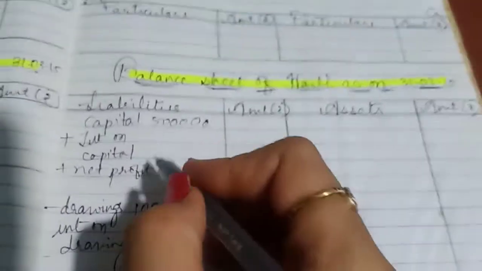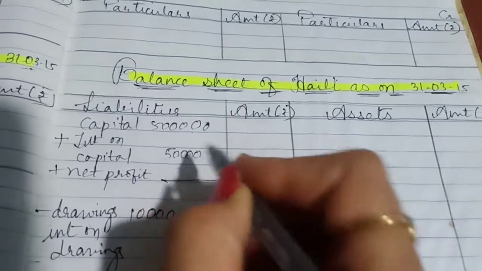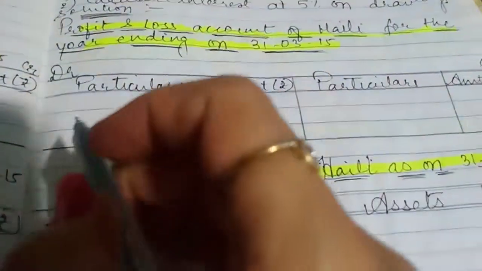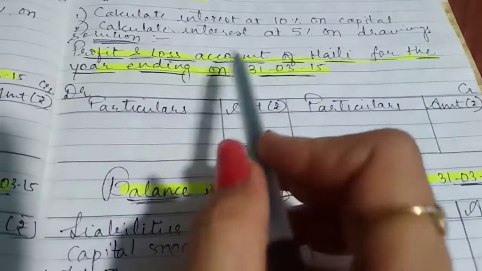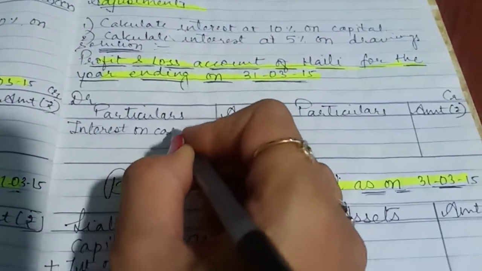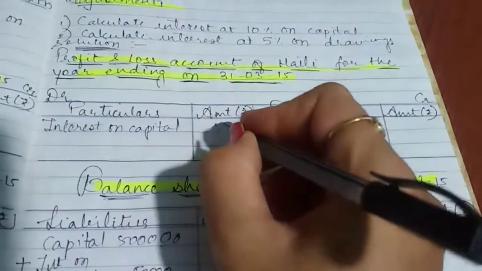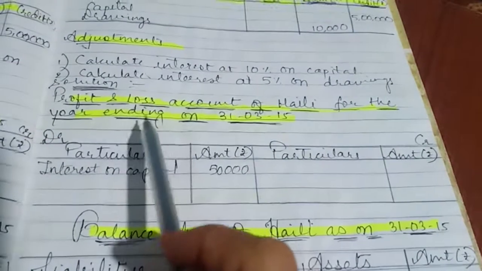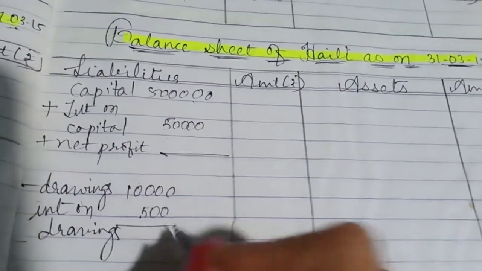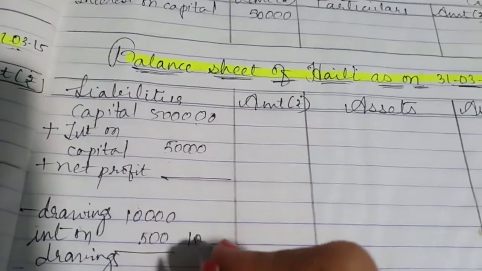Now we are going to make the adjustment entries. Calculate interest at 10% on capital. Capital is 5 lakh. Its 10% is 50,000. So one entry is in the balance sheet, that is to be added in capital in this table. And the other entry, it is an expense for the business firm. So P&L account debit side, interest on capital, how much? That is 50,000. Now the next is calculate interest at 5% on drawings. How much is drawings? 10,000. How much is its 5%? 500. So it will be 10,500 total.